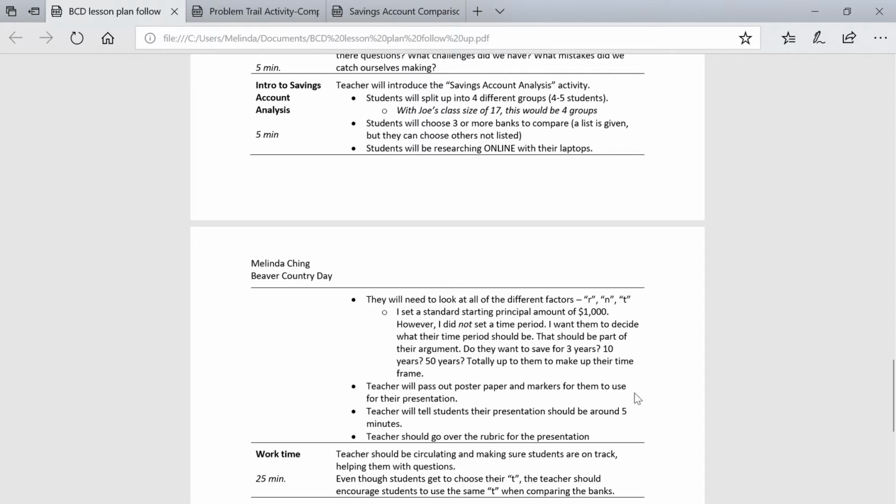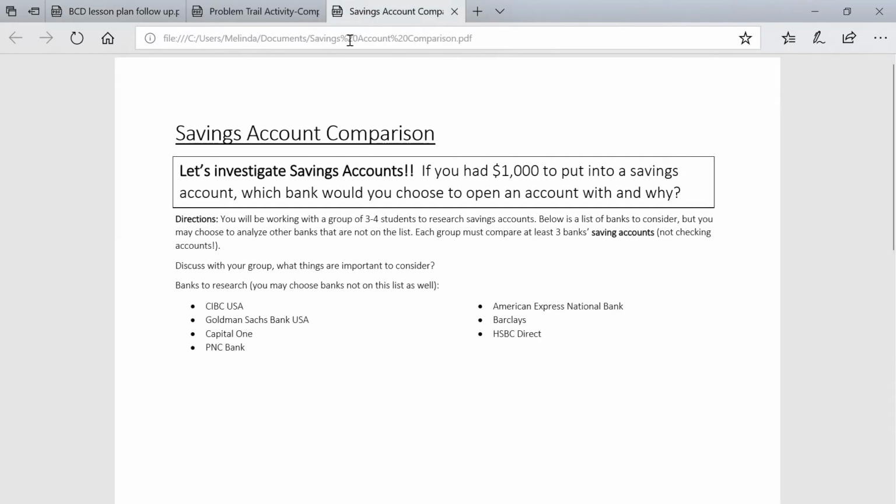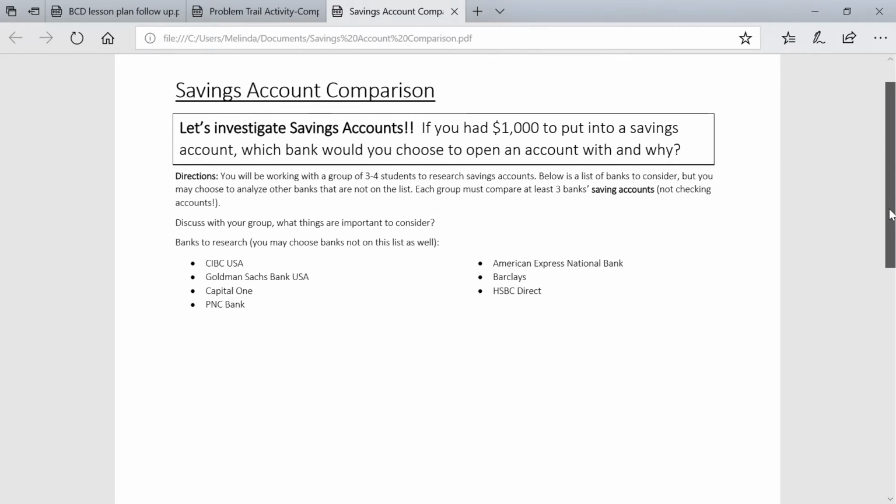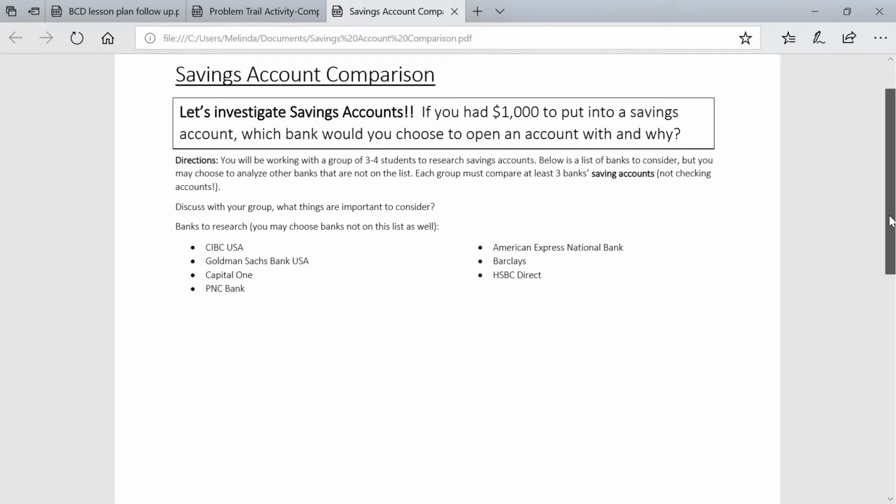The teacher would then pass out poster paper and markers for them to use, and make sure that the students understand the presentation should be around 5 minutes. There's also a rubric that I made. So this is the basic description of the project. Let's investigate savings accounts and the directions. You can see there's not too many parameters except for the principal amount they're going to start with. Here's a list of banks that they can use, but they don't need to use.